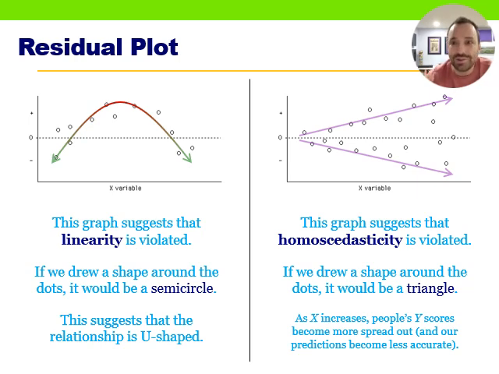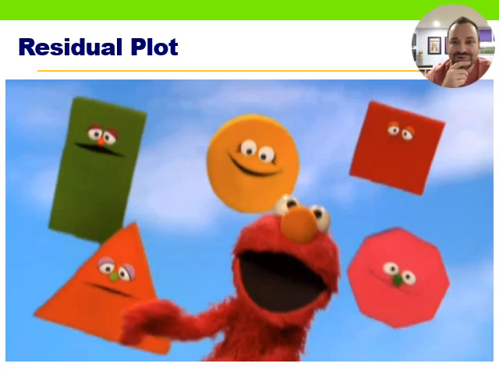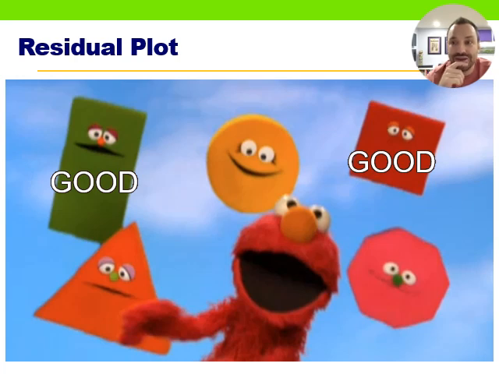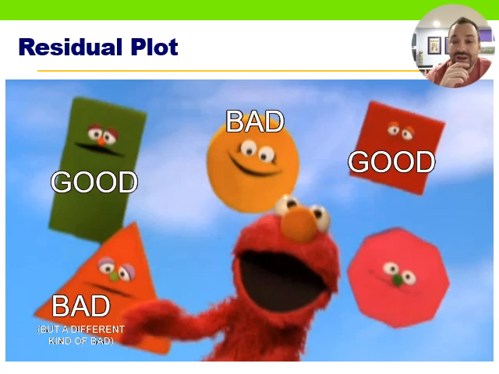So to quickly summarize, I cannot make it any more straightforward than this. You look at your residual plot. You imagine drawing a shape around the dots. If it's a rectangle, that's good, right? That means that both linearity and homoskedasticity are probably met. If it's a semicircle, not good. It means that your assumption of linearity is probably violated. And if it's a triangle, also not good. It means that your assumption of homoskedasticity is probably violated.